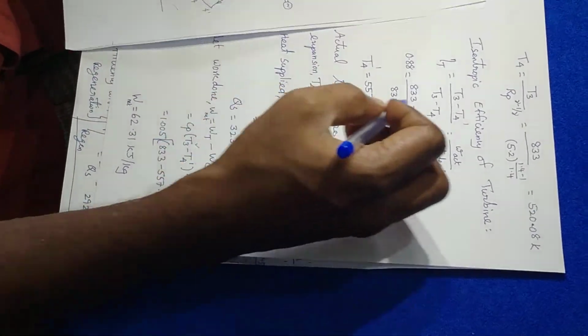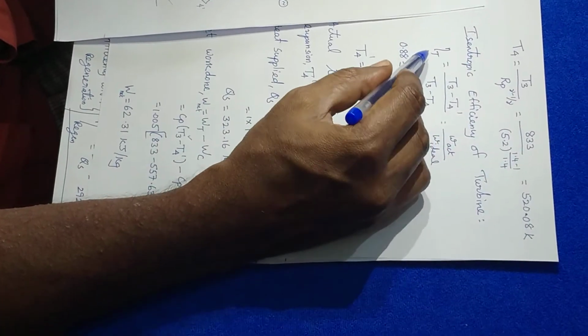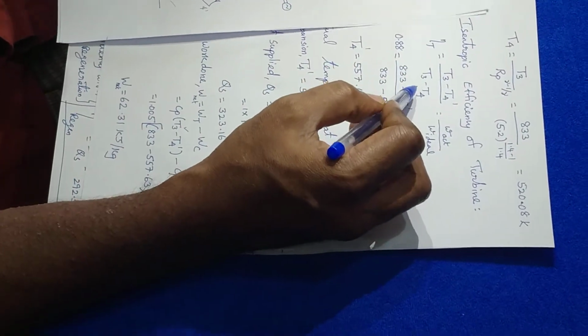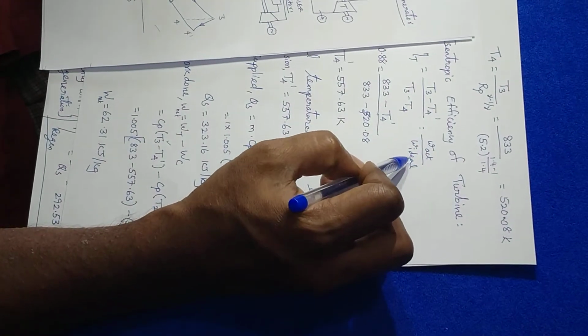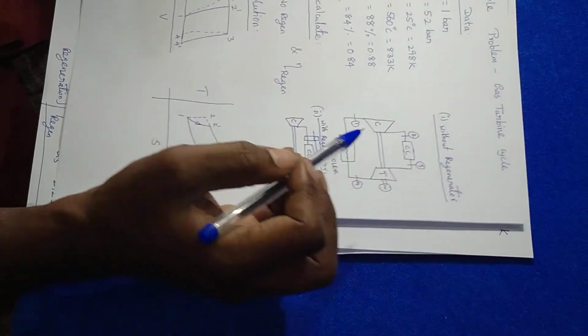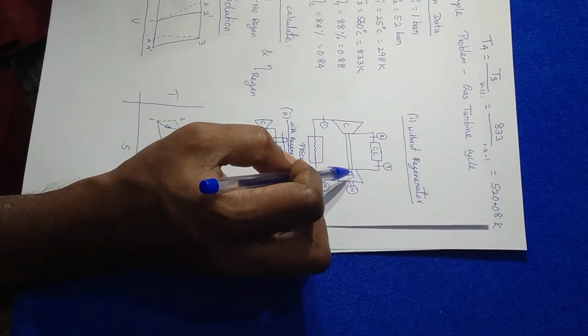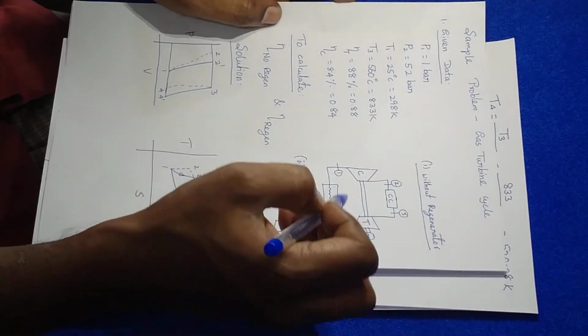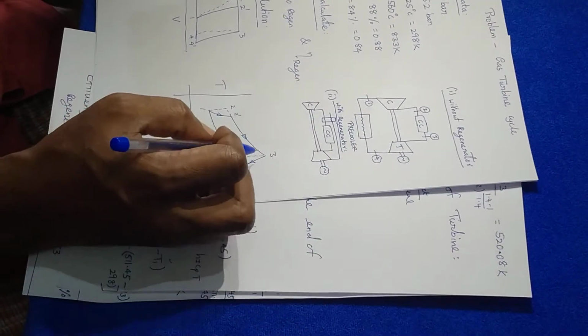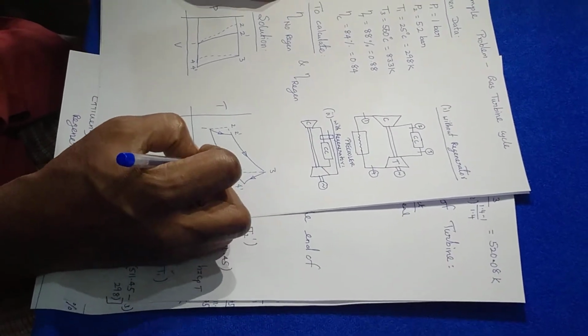How to find T4 dash? By using the turbine efficiency, we are going to find T4 dash. What is turbine efficiency? Actual work output divided by ideal work output. Because in the turbine, actual work output is going to be lesser than the ideal, because the friction is considered in actual practice. So this is actual and this is ideal.